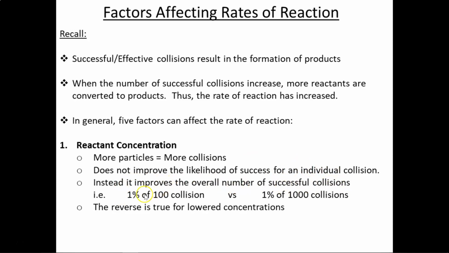So let's say I have a 1% chance of colliding successfully. Well, 1% of 100 collisions is only 1. But 1% of 1,000 collisions is 10. So in this case, I haven't increased my chances of a successful collision, but I have increased the number of successful collisions per second by having more collisions. It's like buying more lottery tickets. Each individual lottery ticket is not more likely to win, but by buying more lottery tickets, I've improved my overall chances of winning.